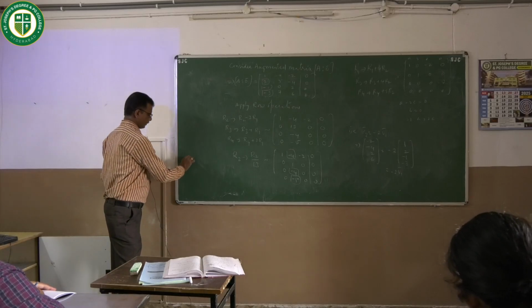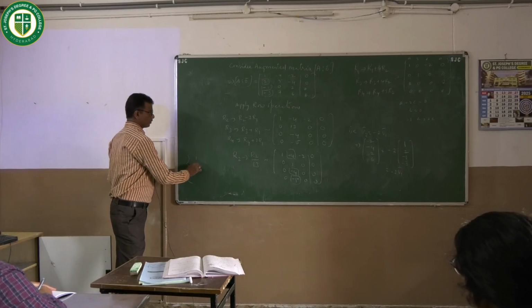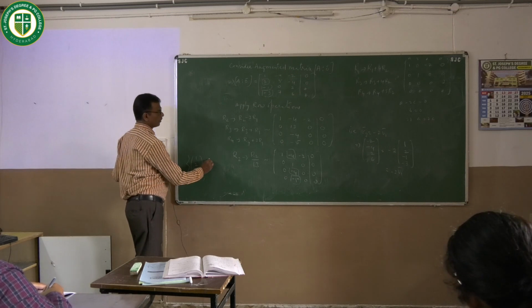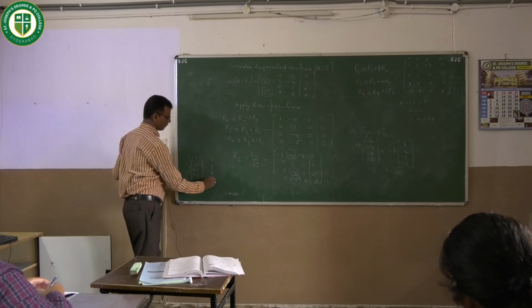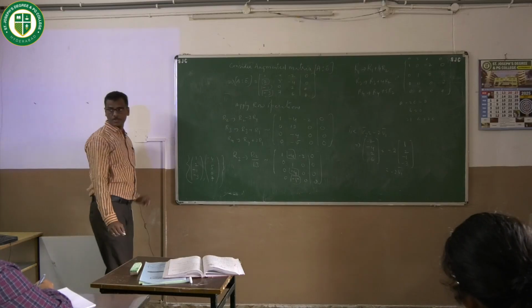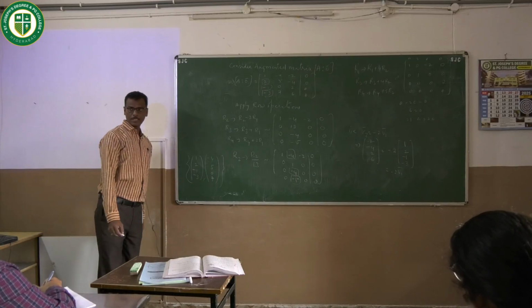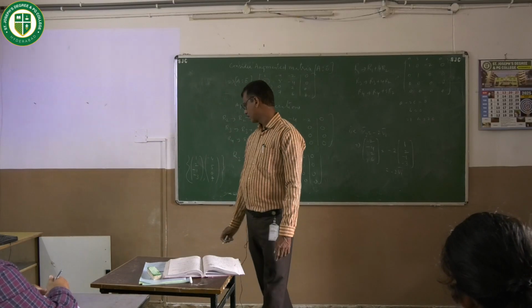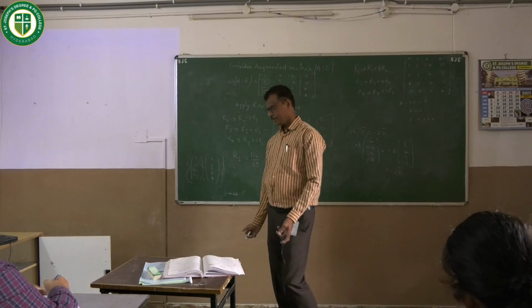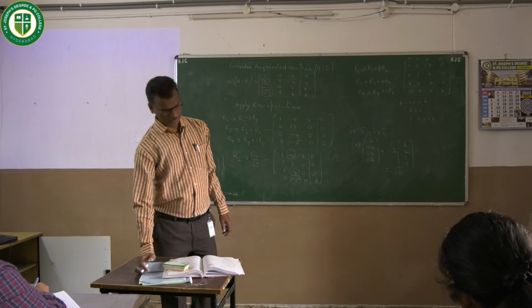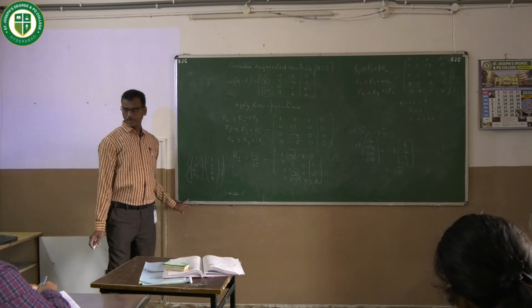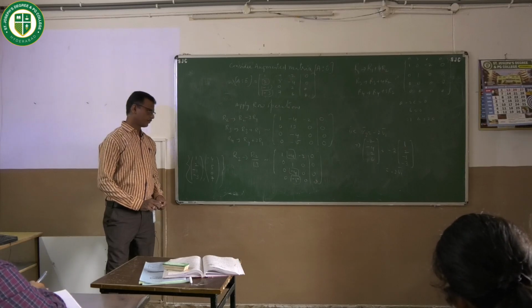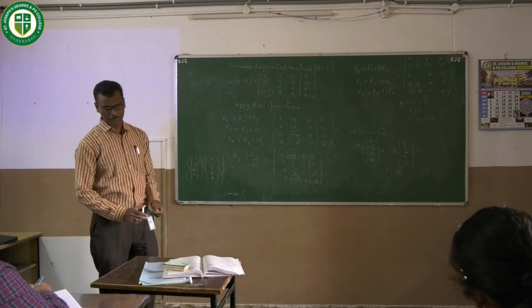Therefore the set of 1, 2, minus 1, minus 3, comma, minus 4, 5, 0, 7 forms a basis for H. Hence the dimension of H is equal to 2.